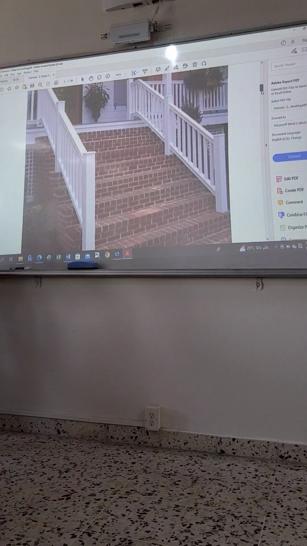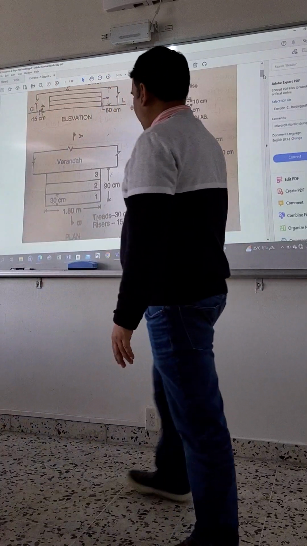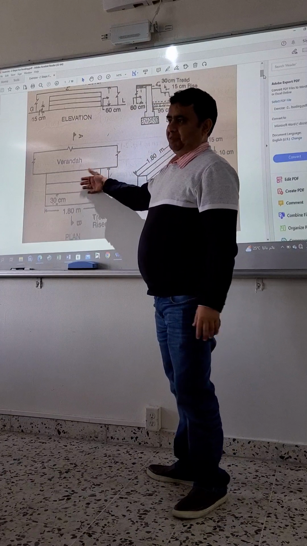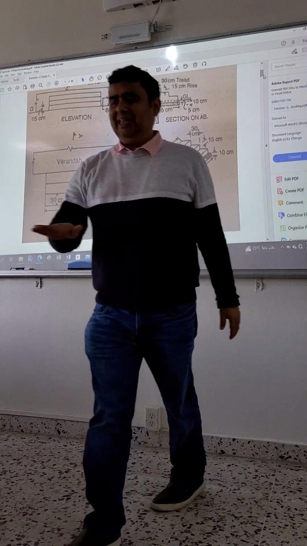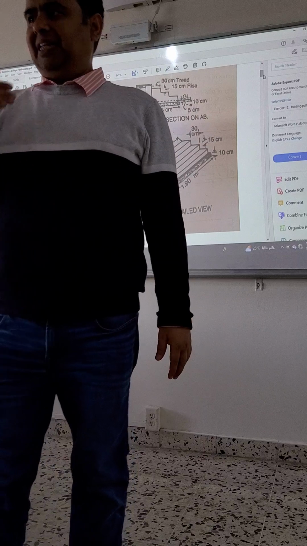One-sided step is like this. Okay. Top view of the steps. If you see the top view, you will see the tread. Okay, you will not see the rise.